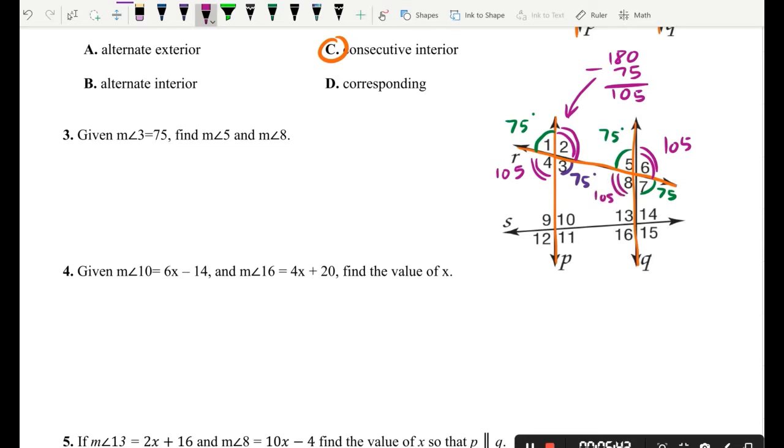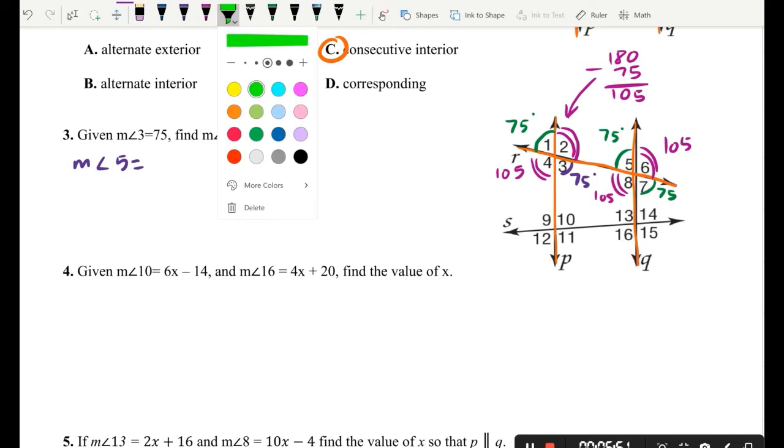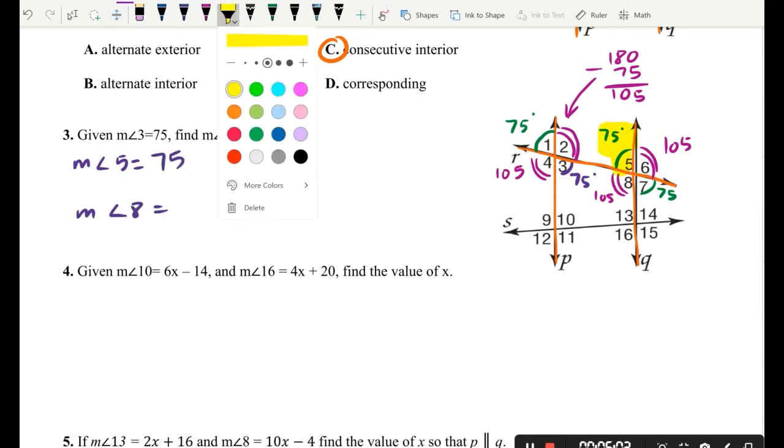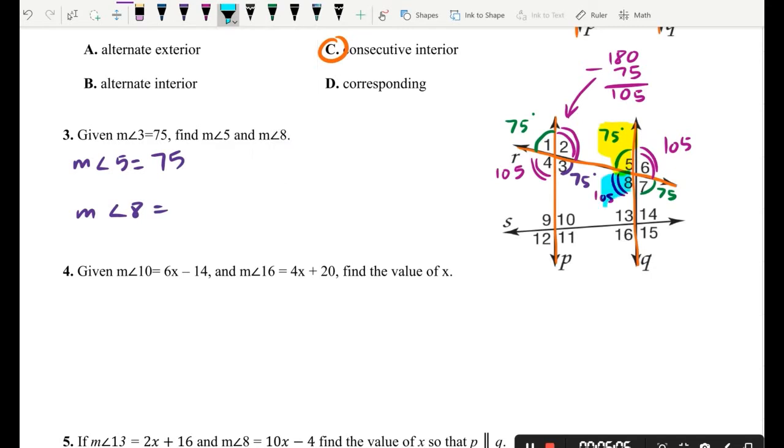So to answer the question, the measure of angle 5 is 75, based on the picture we have. And the measure of angle 8 is 105, again based on our picture. That's it for number 3.